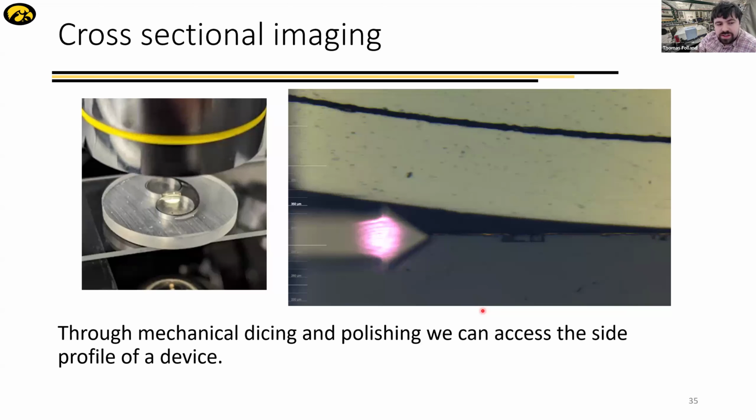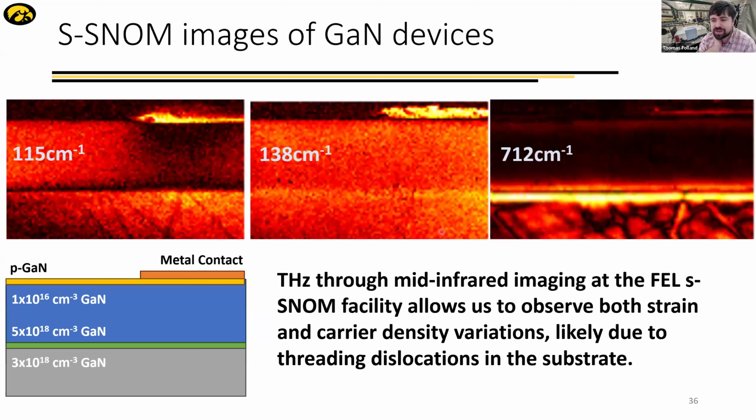And we actually can take these, we mechanically dice them up, polish the interface, so that we can actually access the edge of these devices, and then scan this edge using SNOM. And you might say, well, surely the surface isn't good enough, and that was the first fear when we tried it for the first time. But this is one of the beautiful times where you try something very simple and it actually works.